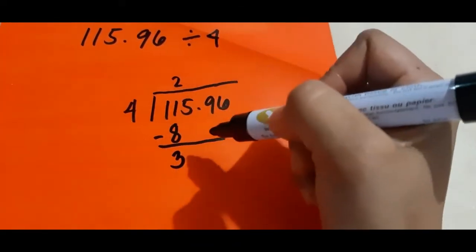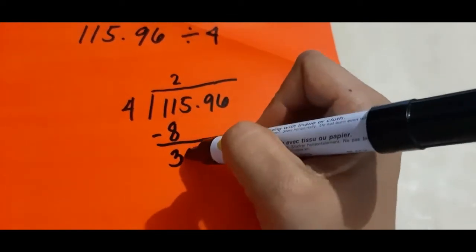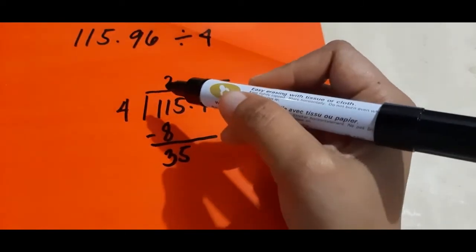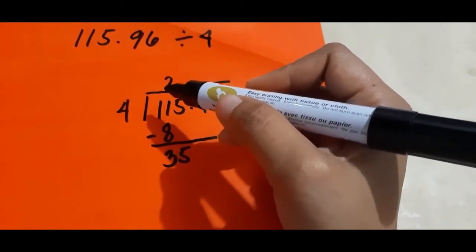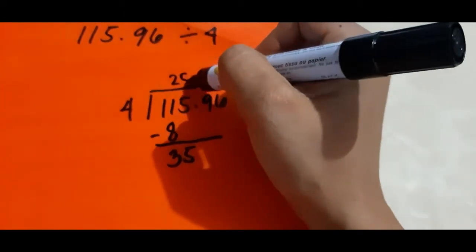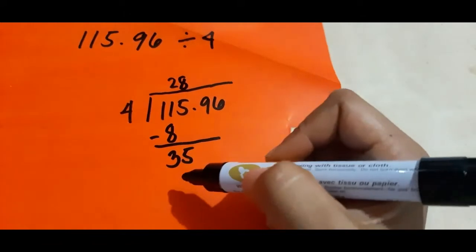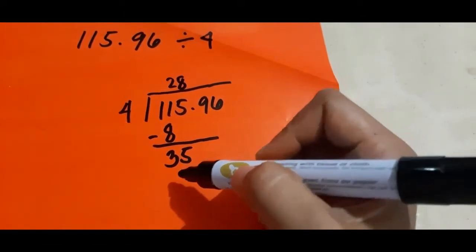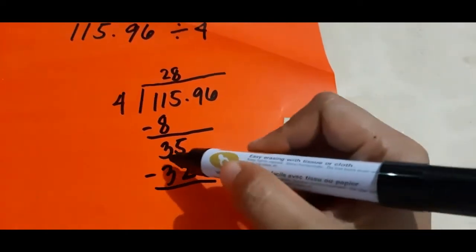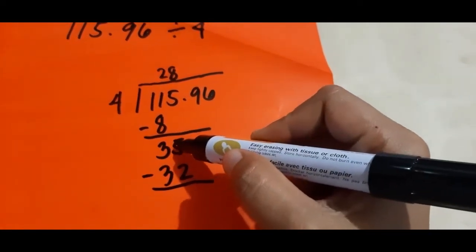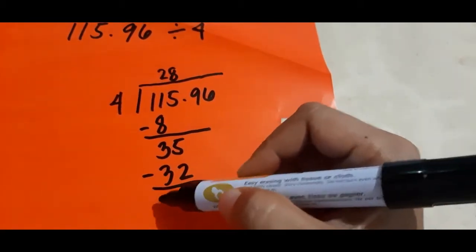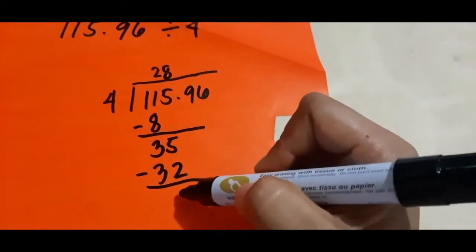Now, 3 cannot be divided by 4, so we need to bring down 5. 35 divided by 4 equals 8. 8 times 4 equals 32. Then subtract. 3 minus 3 is already 0, so 5 minus 2, 35 minus 32 equals 3.